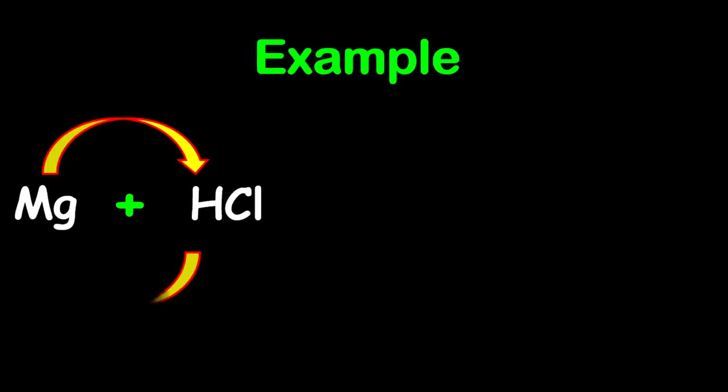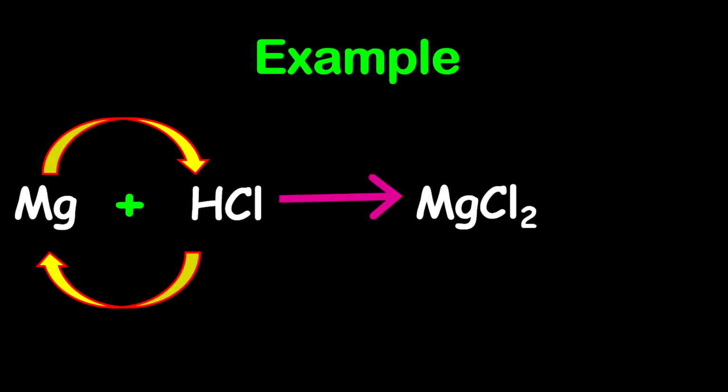In this example, magnesium reacts with hydrochloric acid, but a point to note, for this reaction to take place, magnesium must be able to replace hydrogen. Now, it therefore means that magnesium is more reactive than hydrogen. And so this reaction will produce magnesium chloride and hydrogen gas.